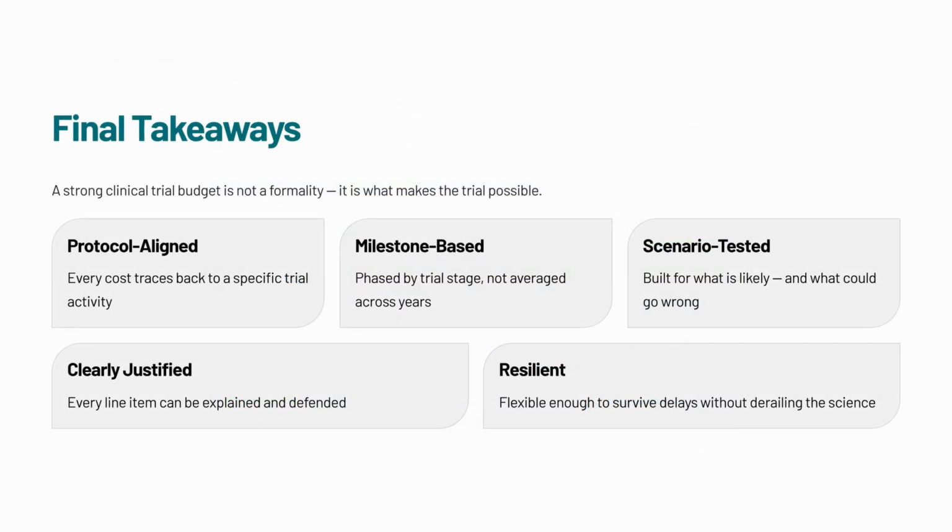So, to close, a strong clinical trial budget is not a formality. It is what makes the trial possible. A good budget is protocol aligned, meaning every cost can be traced back to a real trial activity. It is milestone-based, so costs are phased by trial stage instead of averaged across years. It is scenario-tested, so the team has considered what is likely and what could go wrong. It is clearly justified, so every line item can be explained and defended. And it is resilient, meaning it can absorb delays without derailing the science.